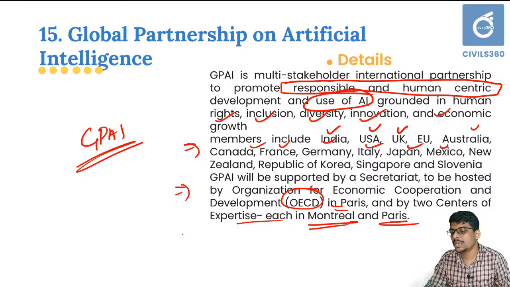That is, GPI's objective is to promote responsible and human-centric use of AI. And India, US, UK and almost all major countries are part of GPI. Go through the members. And last one is, GPI will be supported by a secretariat to be hosted within OECD. That's it. That's the only thing you needed for prelims 2020. If there is a question, you can answer with this itself.